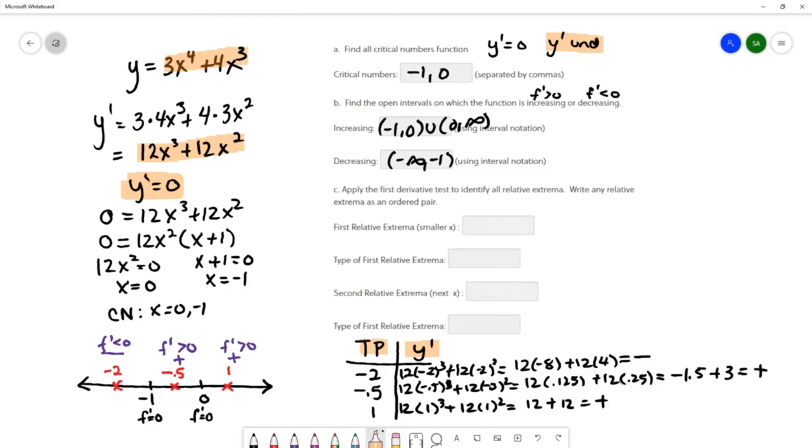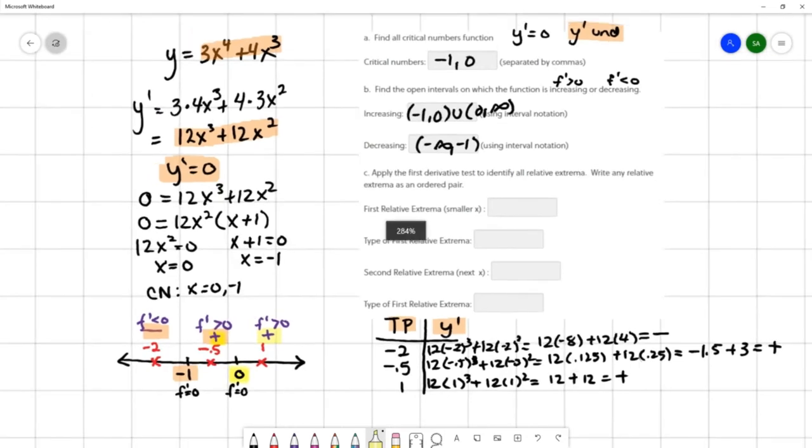So as we look at this chart, we only have one critical number in which there is a change in the sign of the derivative. So here we have a change going from decreasing to increasing, and that's going to create a relative extrema. In the other critical number of 0, you can see that the signs don't change, and so that does not create a relative extrema at that critical number.